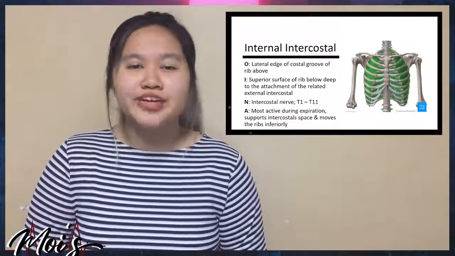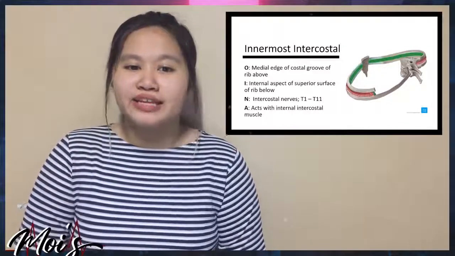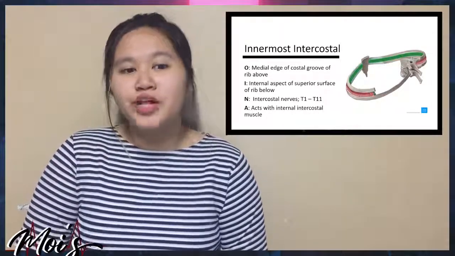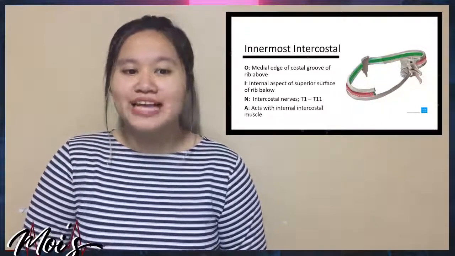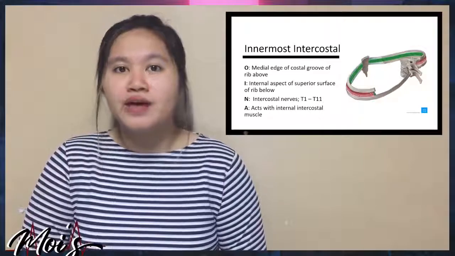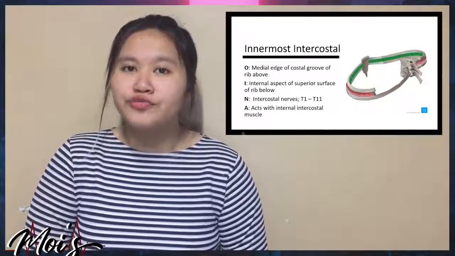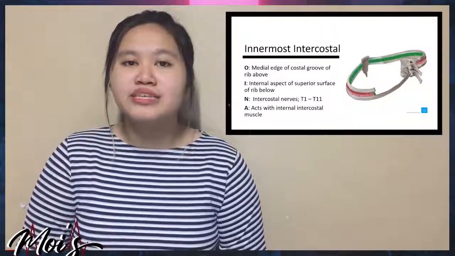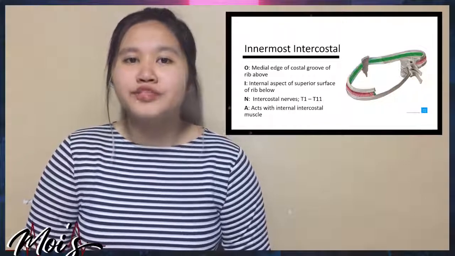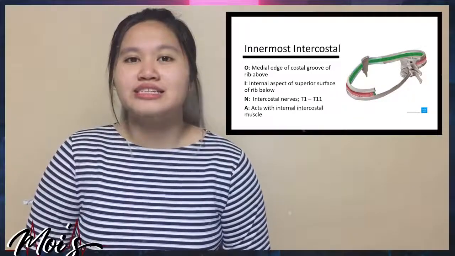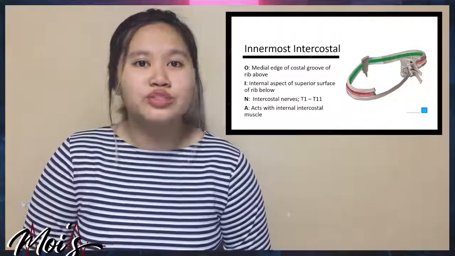The last one for the intercostals is the innermost. These muscles are very thin and are usually well developed in the lower thoracic wall. It originates in the middle edge of the costal groove of the rib above and inserts in the internal aspect of the superior surface of the rib below. The innermost acts with the internal intercostal muscles. The nerve supply of the three intercostals is the same, which is the intercostal nerves T1 to T11.